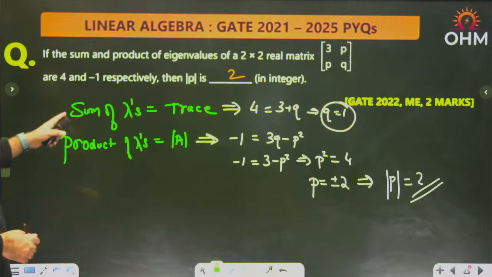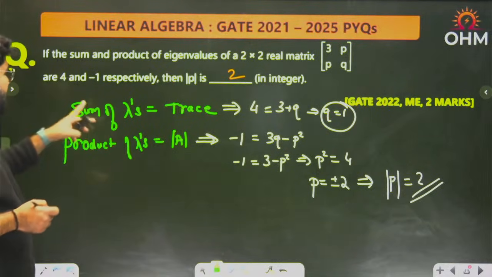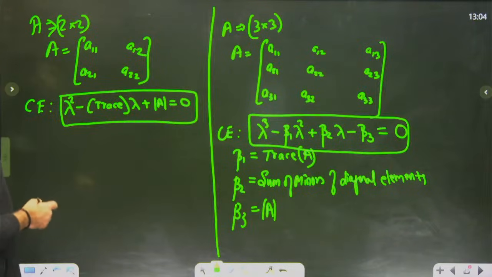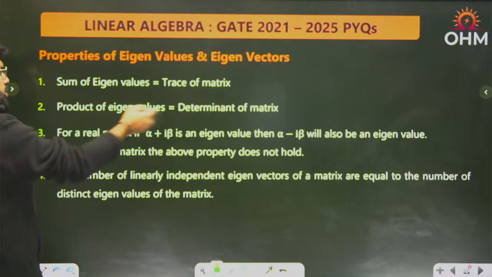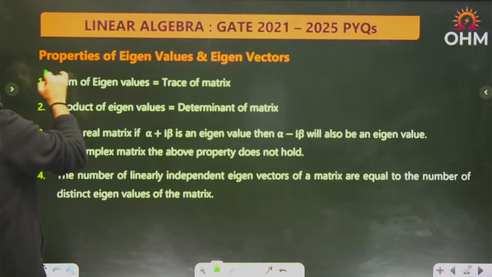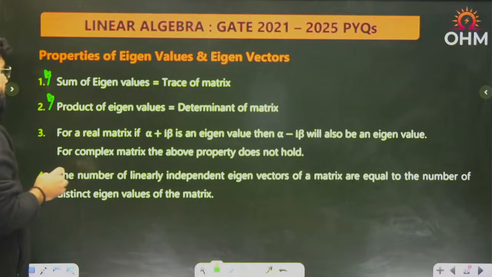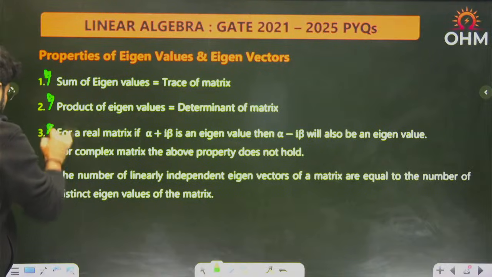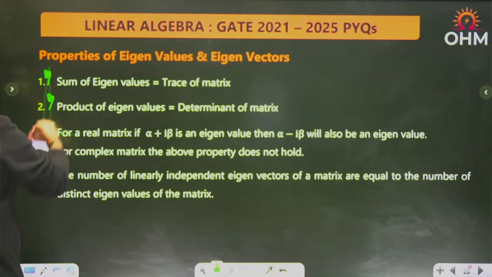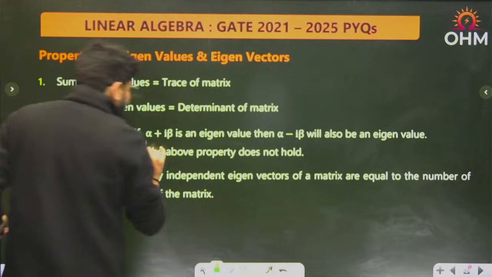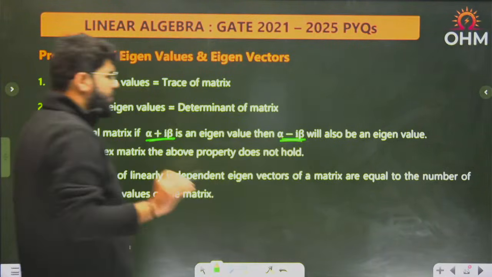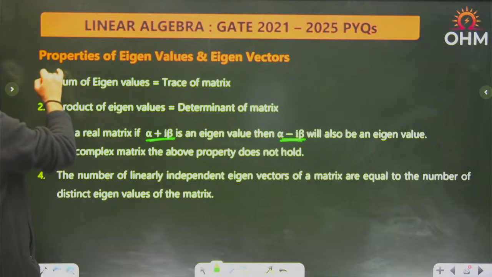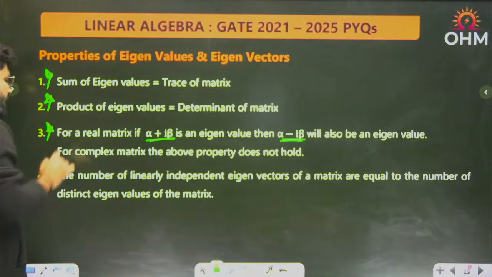So this was the first question that you have taken directly on the sum and product of the eigenvalues, and these are the properties that I will highlight. The first two are very important: the sum of eigenvalues is the trace, and the product of eigenvalues is the determinant. Very useful. For the third one, also a commonly used property: for a real matrix, if there is a complex eigenvalue, it will occur in a conjugate pair. That means if alpha plus i beta is an eigenvalue, alpha minus i beta will also be an eigenvalue.